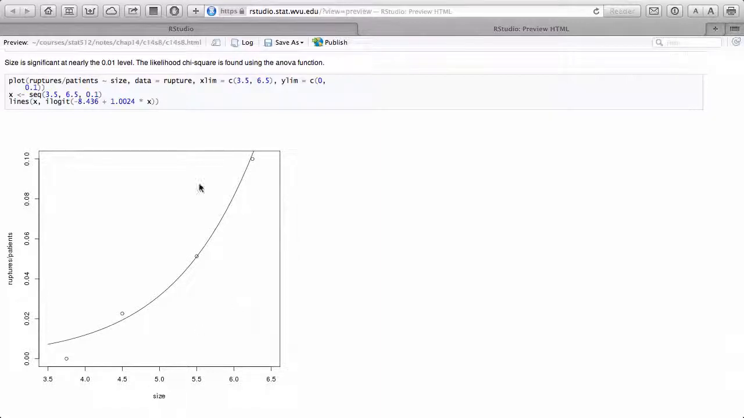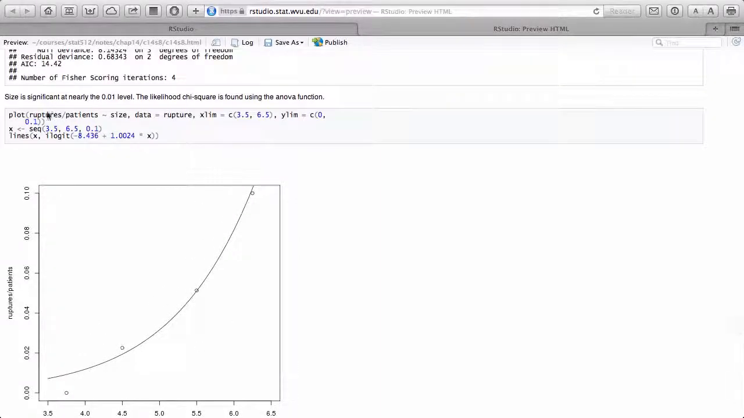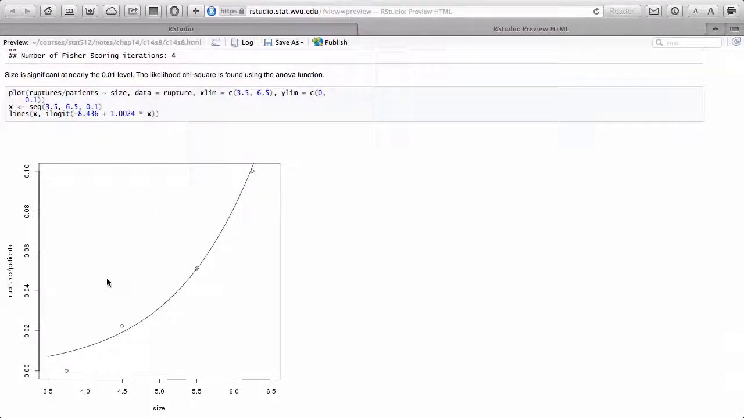So what I'm going to do is plot ruptures divided by patients tilde size. Okay, so this is saying y tilde x. So that takes the ratio of ruptures to patients tilde size. And data equals rupture. And I'm going to specify the limits. The x limits will be 3.5 up to 6.5, and the y limits will be 0 to 0.1.